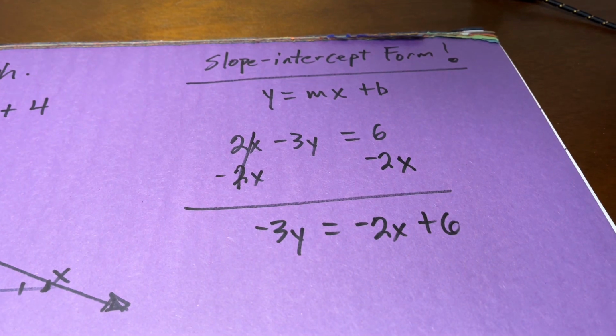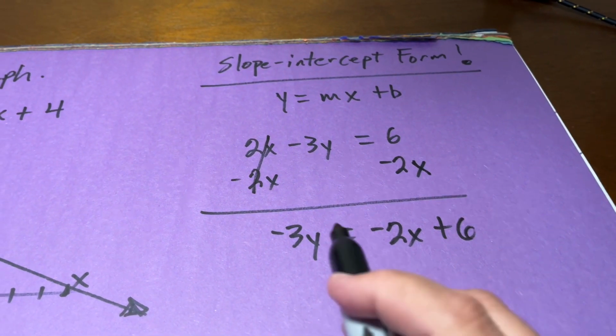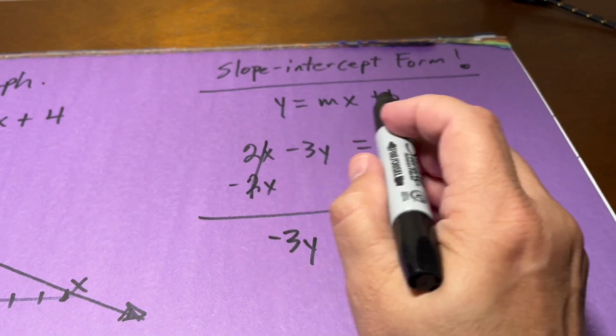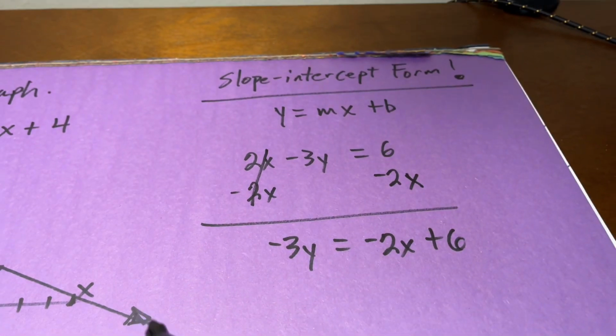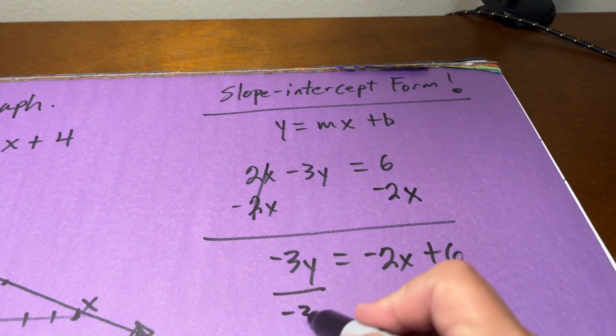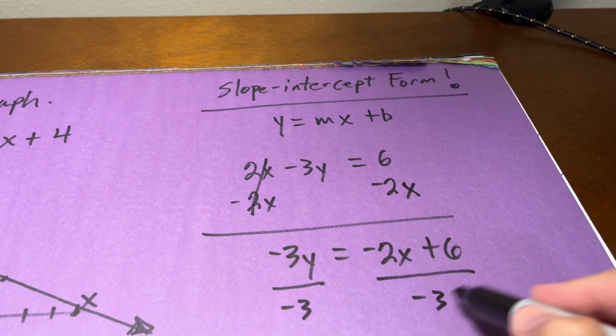So now I have this. And the next thing I need to do is I need to get y by itself, because I'm trying to get this form up here. So I'm going to divide both sides by -3.